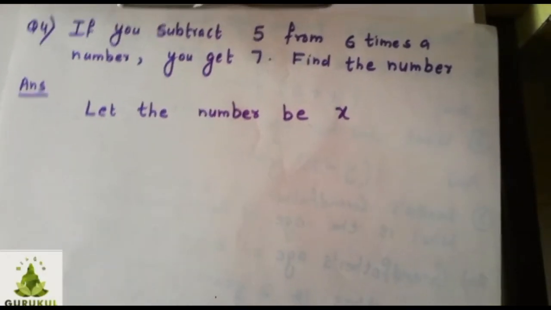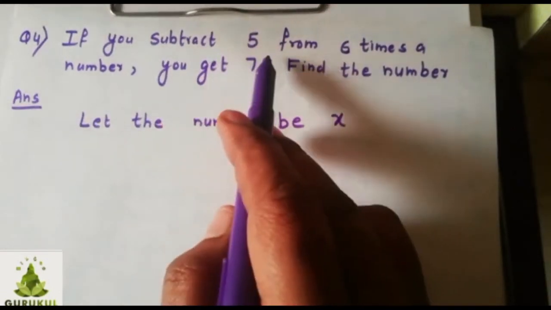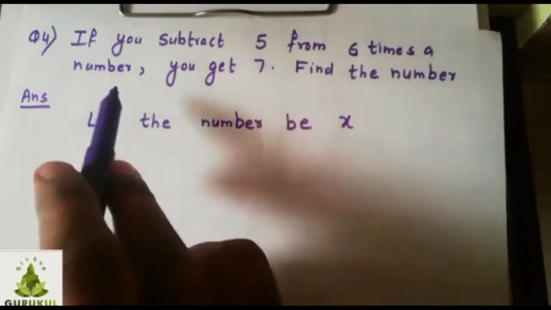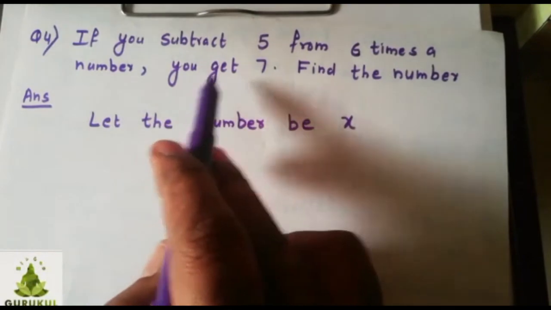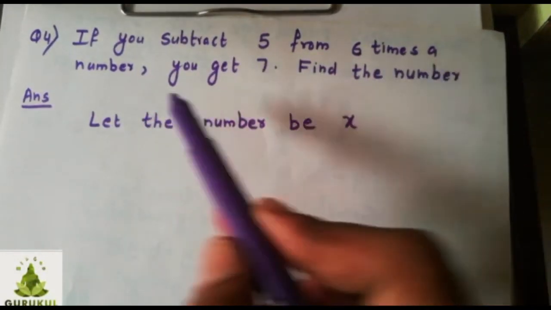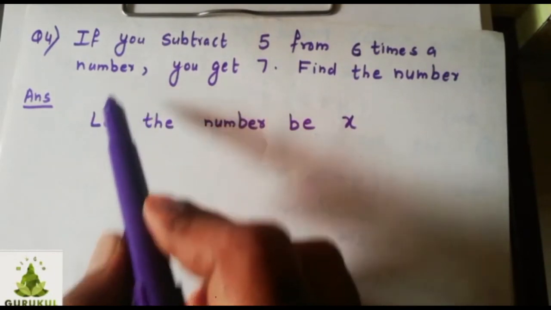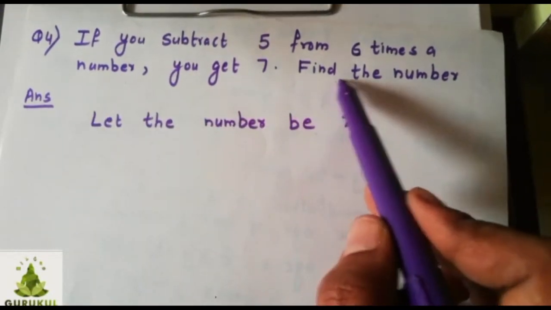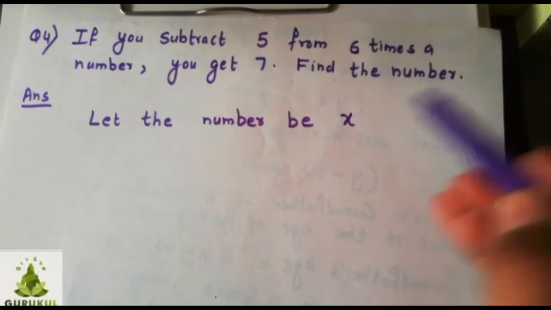Now see question number 4. If you subtract 5 from 6 times a number, you get 7. You are getting the answer 7 when you subtract 5 from 6 times a number. Which number, I don't know. So, let the number be x. You have to find the number, so I am taking that number as x.